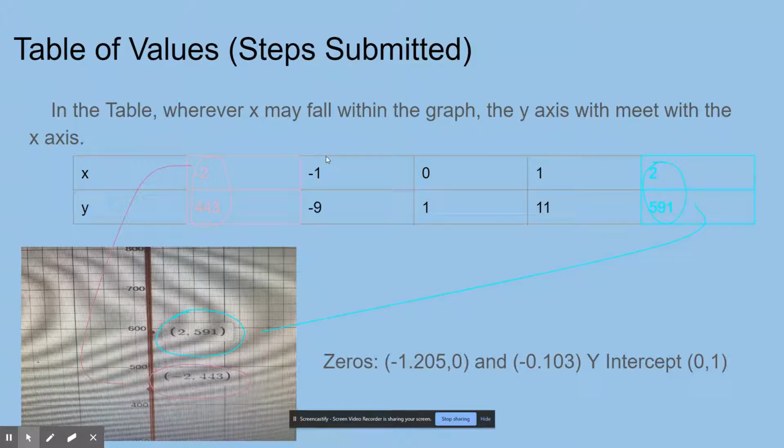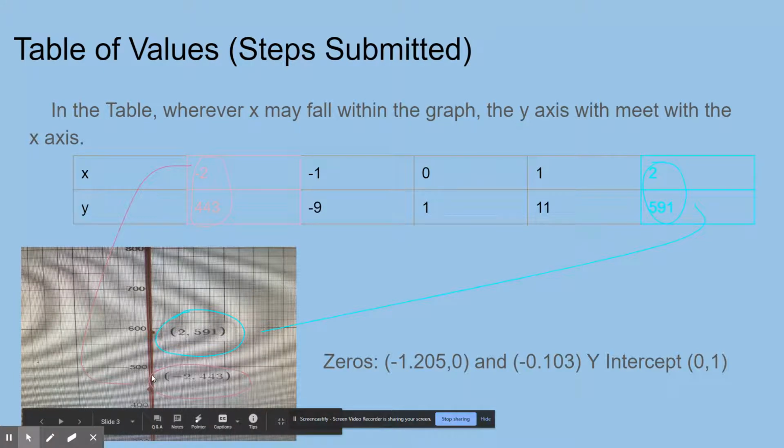Table of values. In the table, wherever x may fall within the graph, the y-axis will meet the x-axis. If you take a look, 2 and 591 in the x and y values, and look at the photograph, you can see it on the right-hand side. And if you look at -2 and 443, you can see it's on the left-hand side, showing that there is a positive curvature as it's also unproportional.